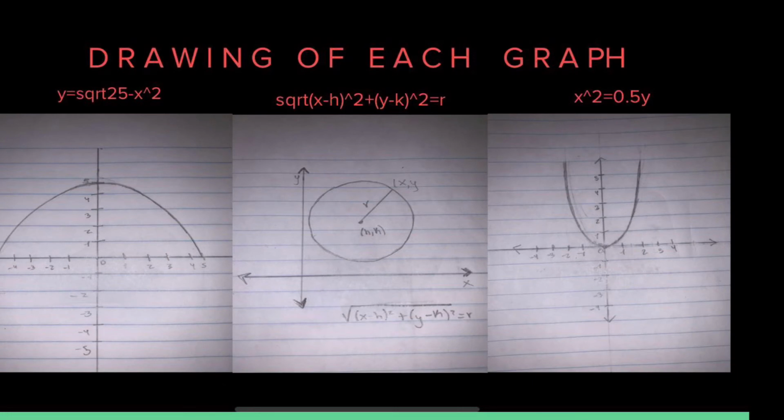Now to the drawings of each graph. Our first graph is y equals the square root of 25 minus x squared. That is a rainbow. We created a rainbow for our rainforest, and you will see it later in our drawing.